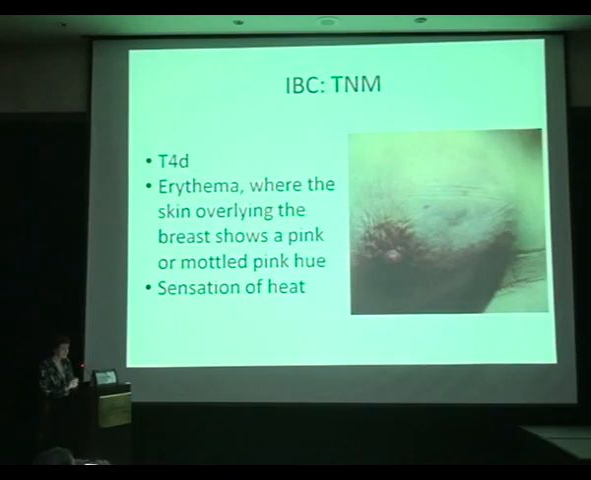The T4D is the inflammatory breast cancer. So it's when you have an erythema where the skin overlying the breast is usually pink or mottled pink hue with a sensation of heat. So it's a clinical definition. It's not a histopathological definition.